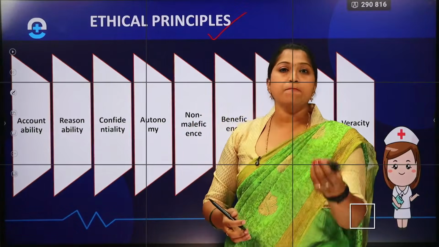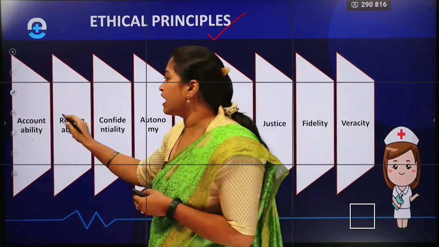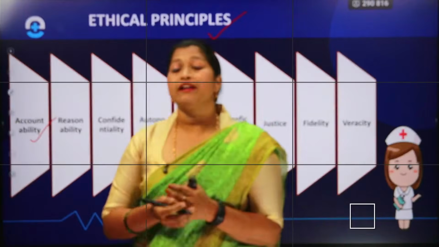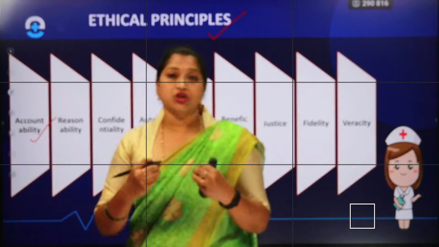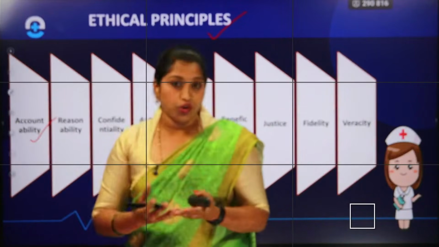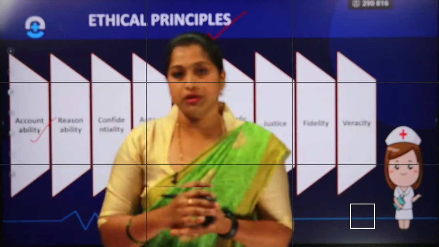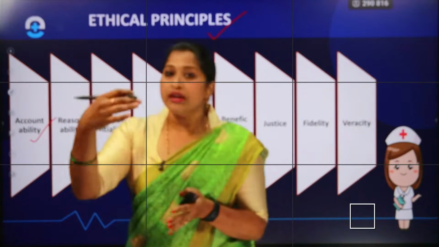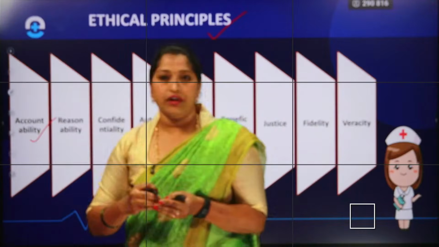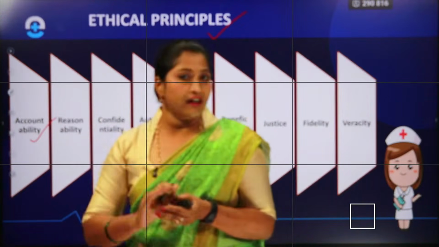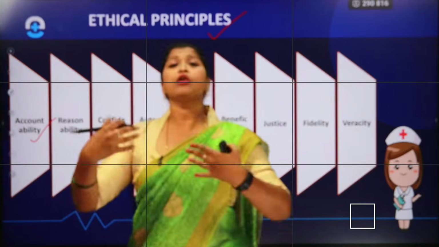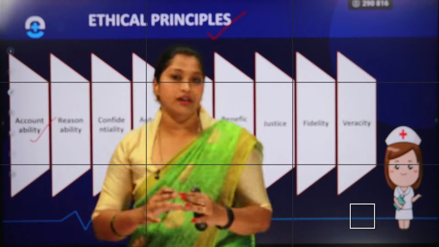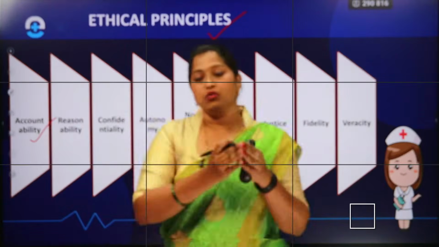The first important ethical principle is accountability. As we already discussed, accountability is nothing but whatever procedure or whatever function you are doing or whatever care you are giving to the patient, you should be responsible for it. If in case you are doing something right, you are accountable for it. Yes, I am responsible for the care that I am giving. Maybe unknowingly you have done something wrong. Try to accept what you have done wrong. So that is called accountability.